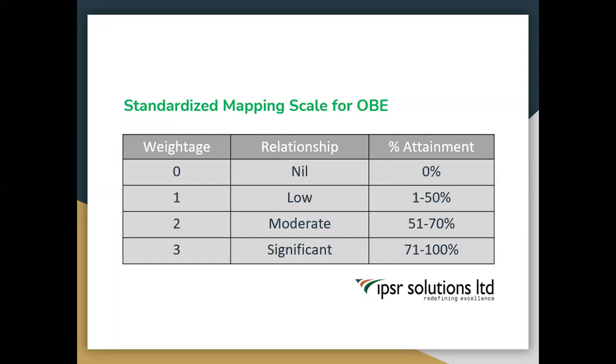So if the relationship is nil, weightage is 0, low 1, moderate 2, significant 3. And this is a 4-point scale. You can see 0, 1, 2, and 3. It's a 4-point scale, and most of the institutions follow this particular mapping scale.